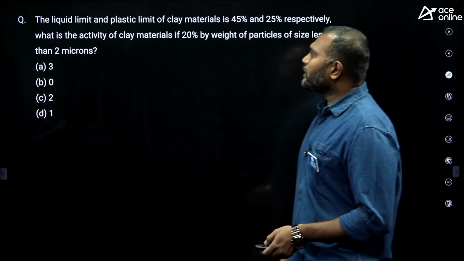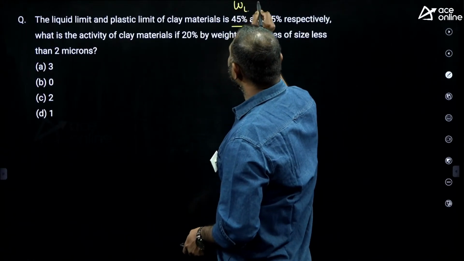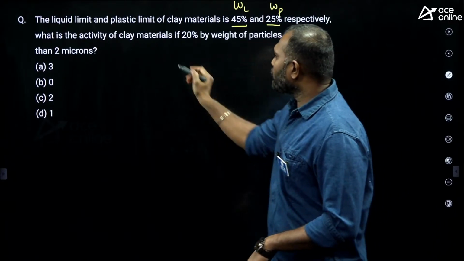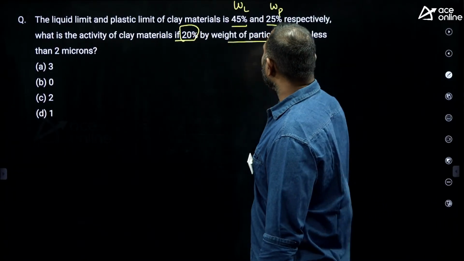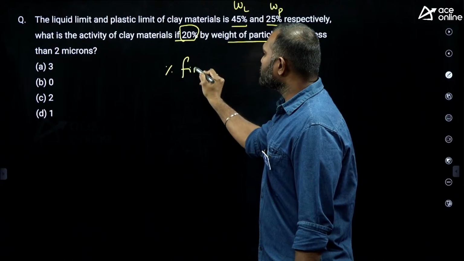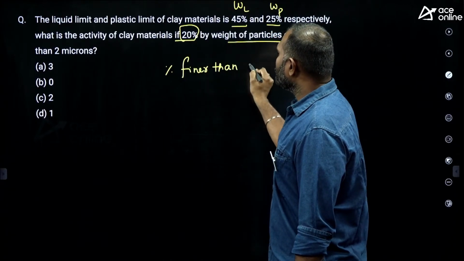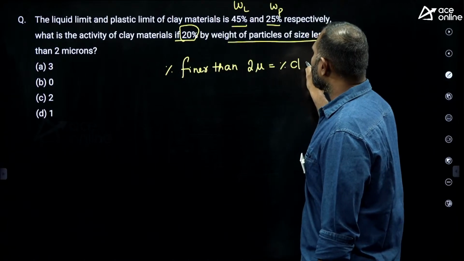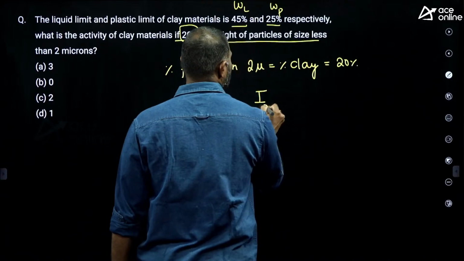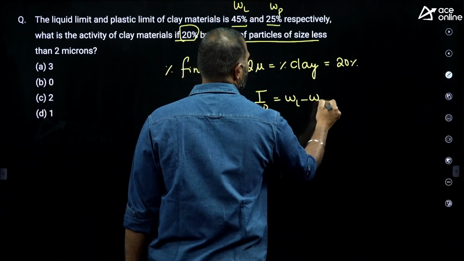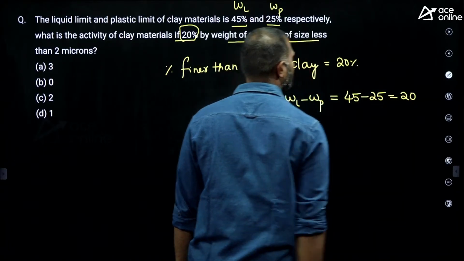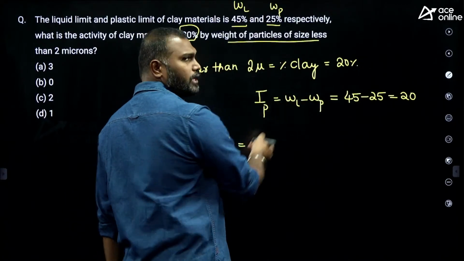Next, the liquid limit and plastic limit of a clay material are 45% and 25% respectively. What is the activity of the clay material if 20% by weight of particles are of size less than 2 micrometers? Less than 2 micrometers means percentage finer than 2 microns. This is nothing but percentage clay, and this value is 20%. You know IP is nothing but plasticity index, which is liquid limit minus plastic limit. So 45 minus 25, which is 20. Then what is activity? IP by percentage clay.